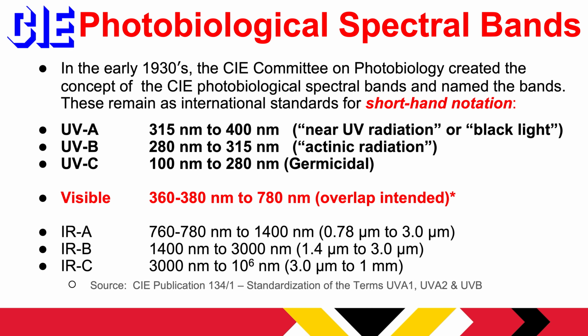So IRA, or near infrared, goes from 760 or 780 nanometers up to 1400 nanometers. Beyond that, we won't talk about infrared here, but the dividing line between IRA and IRB gives you an explanation of why these have spectral band limits, because right around 1400 nanometers or 1.4 micrometers, water becomes suddenly very absorbing, so that none of that energy penetrates the eye at all, nor the skin.